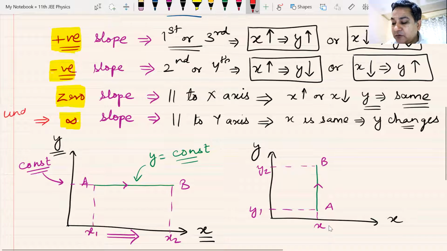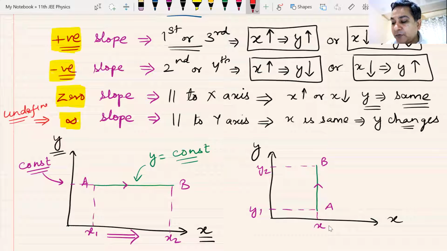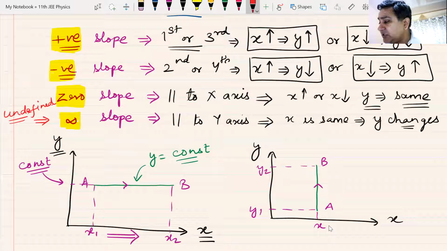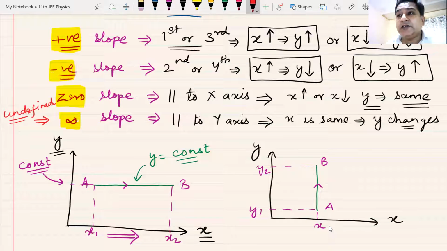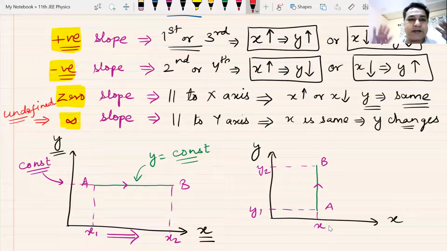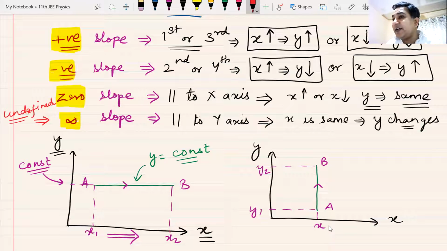It's not good to call them infinite slope. They have undefined slopes. Such graphs are not possible. But still, theoretically, we can have such a graph where x does not change and y is changing. So do we recollect this? Different types of graphs, different types of slopes: positive slope, negative slope, zero slope, and infinite slopes. Can we move ahead?